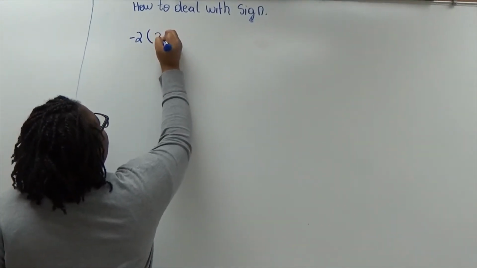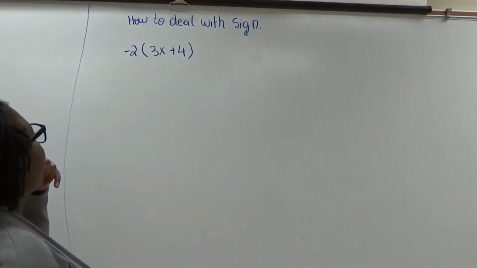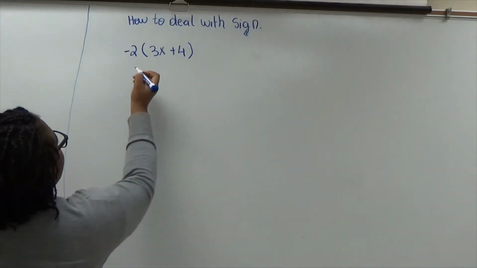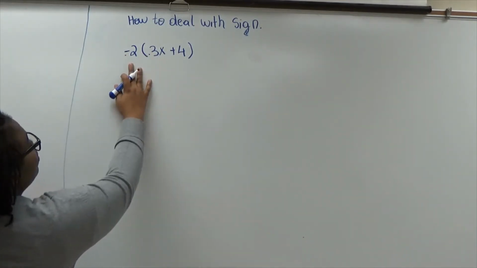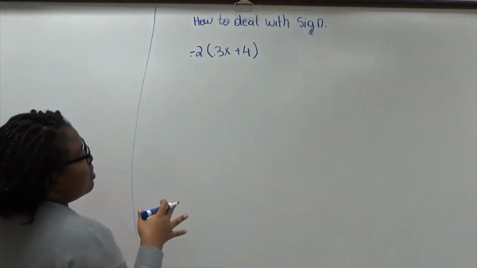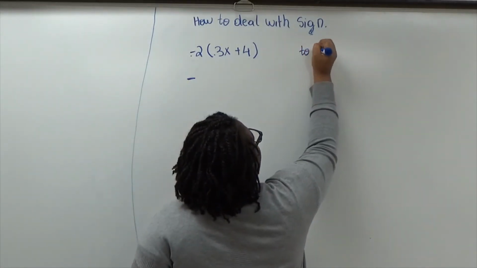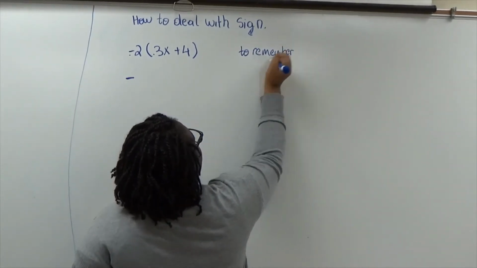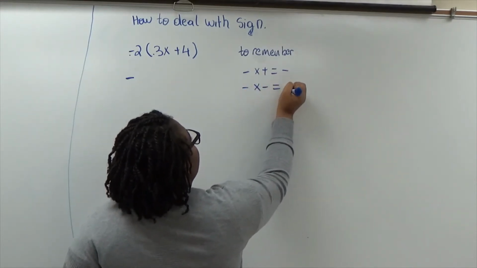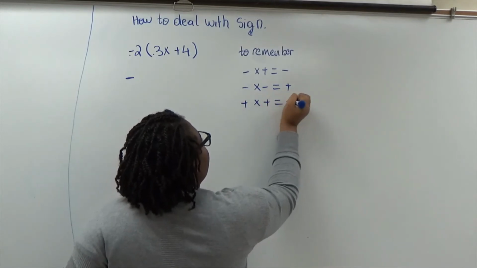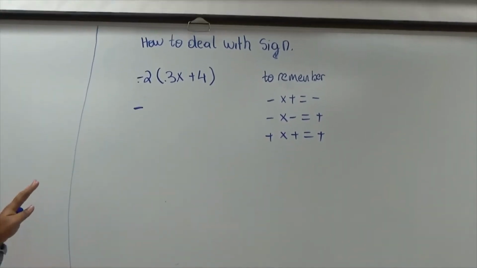-2 bracket 3x plus 4. So when we have this kind of equation, the first thing to do is to look at the sign. Here we have a negative sign and here we have a positive sign. And we know a negative times a positive is a negative. So to remember, a negative times a positive is a negative. A negative times a negative is a positive. A positive times a positive is a positive. This is something to remember when you want to deal with signs when you're working with multiplication.